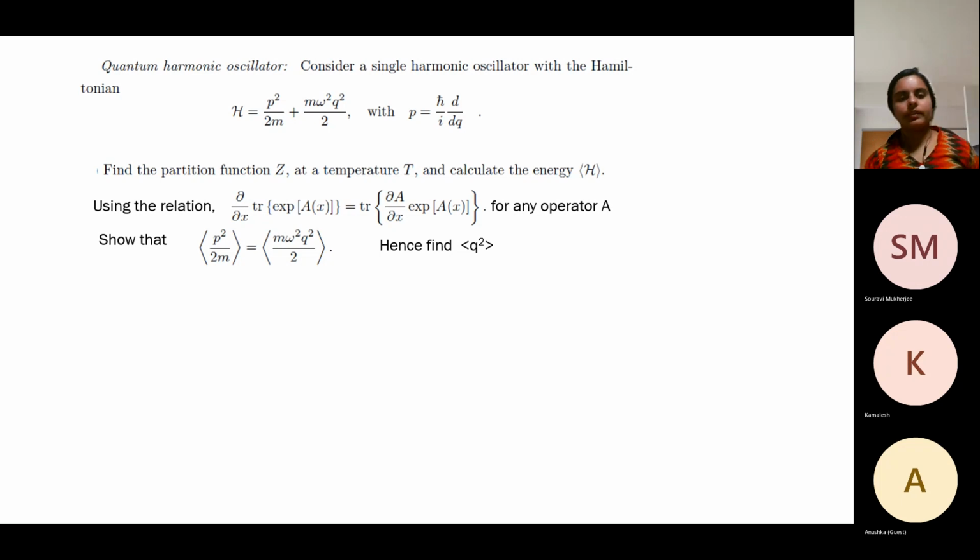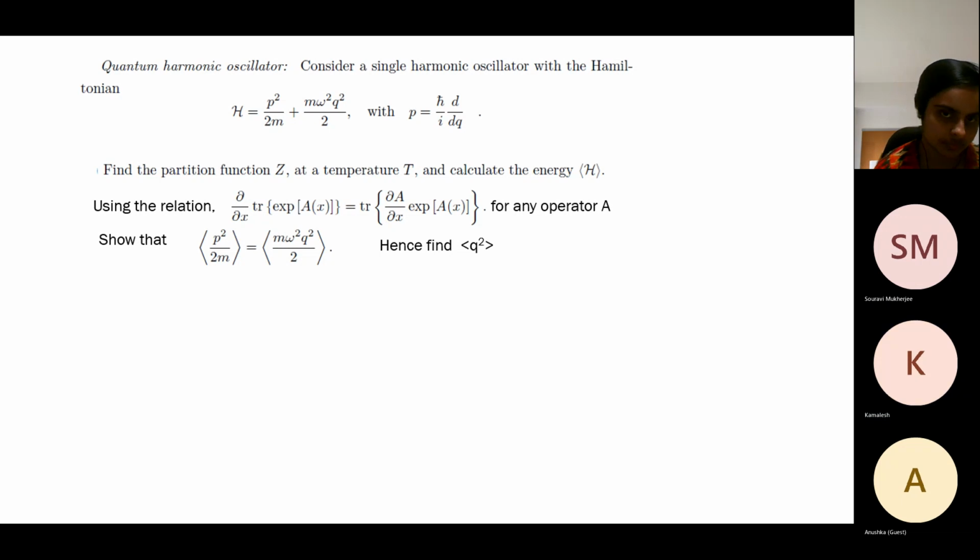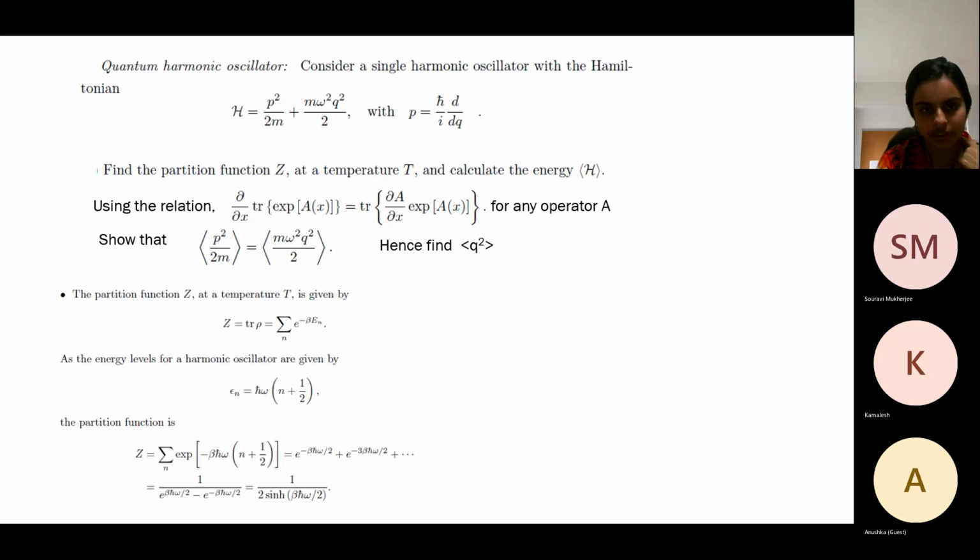So this type of questions will give you some very standard results, which you should practice once, twice, and try to be very well versed about. It's sinh(beta h cross omega/2). Right? So you did it like this: summation over n of e to the power minus beta E_n, and then you get something like this. Is this what you got? Yes, ma'am. Right. So now this is your value of Z. How do you find the average energy?